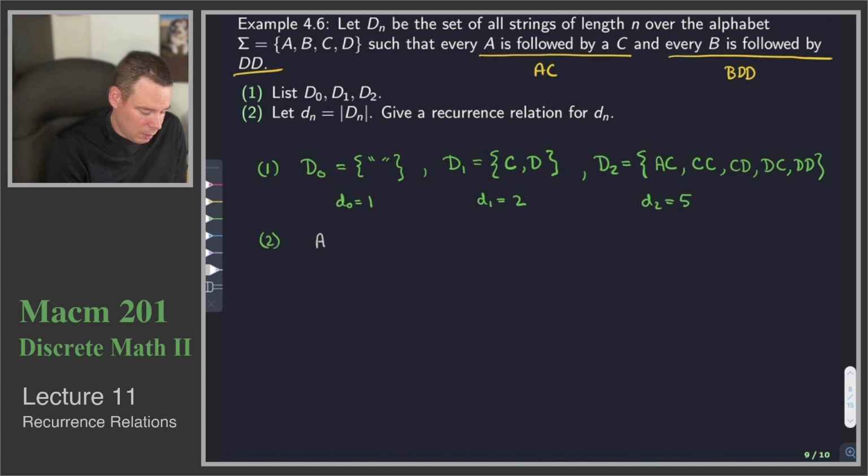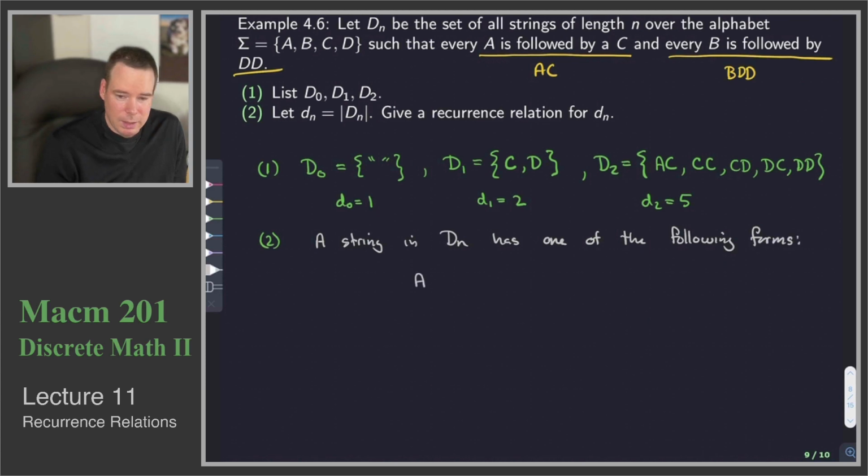So a string in Dn has one of the following forms. So what must it look like? Well, it could start with an A. If it starts with an A, it'd have to be immediately followed by a C. And then after that, it's made up of a word where that word still has to satisfy the conditions, but now it's of length n minus 2. So that word is an element of Dn minus 2.